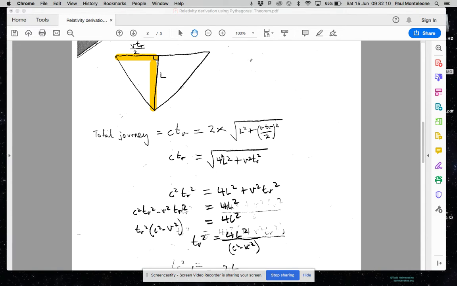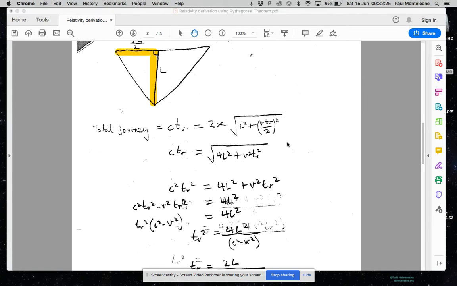Okay, so here's part two. We've got our expression for C. We've related that to CTV because it's the speed of light by the time taken. And we know that that's equal to this distance here. And we've got an expression for the distance here, which is 2 lots of the hypotenuse. So now we're just going to equate the two.